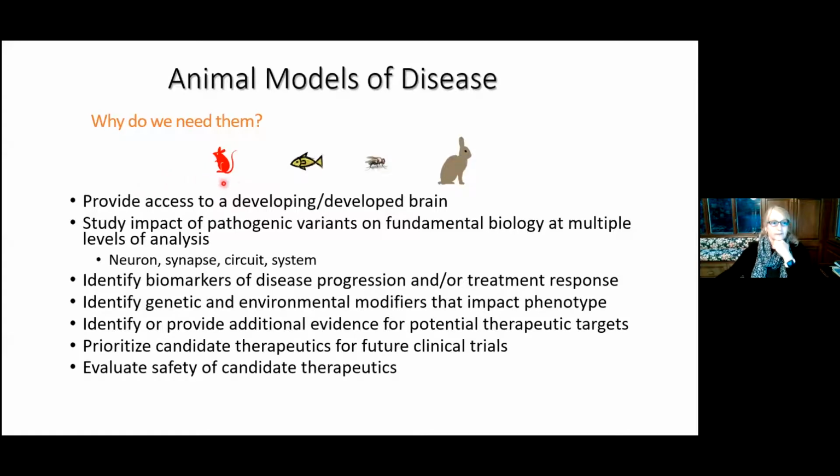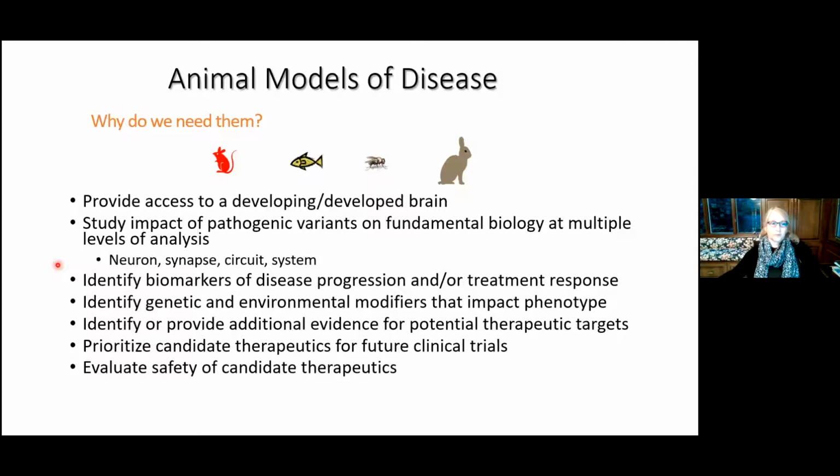So again, the animal model that you use really depends on the question that you're asking. But the reason for using an animal model is that they provide access to a developed or developing brain. So I'm kind of a simple person. I let the mouse make a brain for me instead of trying to figure out how to make iPSCs into a brain-like organoid. We can also use them to study impact of pathogenic variants on fundamental biology, so kind of very basic questions about mechanisms.